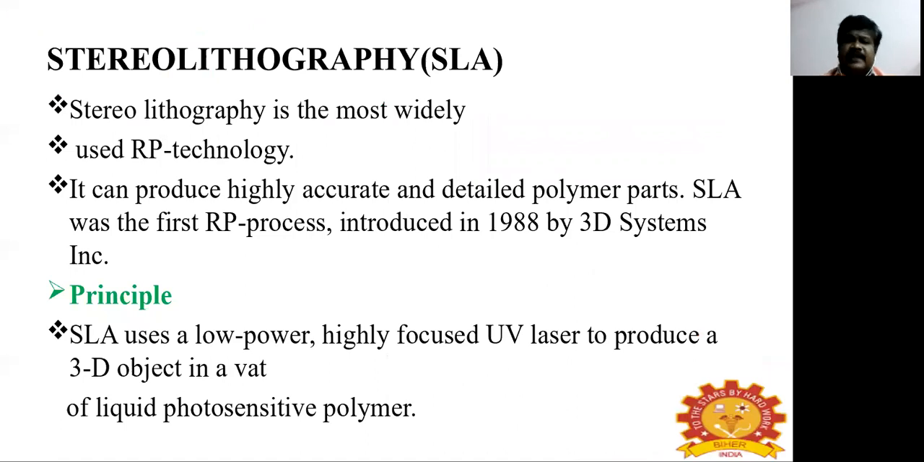Next, we go for the SLA. SLA stands for stereolithography. We are using it widely in RP technology, for producing highly accurate and detailed polymer parts. It was introduced late in 1988 by 3D Systems. The principle in SLA is that we use a low power, highly focused UV laser for producing the 3D object in a vat of liquid photosensitive polymer.